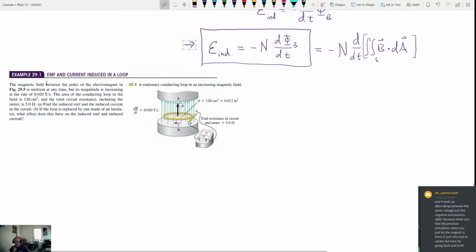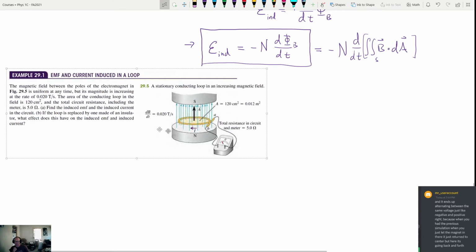All right, it says the magnetic field between the poles of an electromagnet in 29.5 is uniform at any time, but its magnitude is increasing at a rate of 0.02 teslas per second. The area of the conducting loop in the field is 120 centimeters squared, and the total circuit resistance, including the meter, is 5 ohms. Find the induced EMF and the induced current in the circuit. If the loop is replaced by one made of an insulator, what effect does this have on the induced EMF and the induced current?